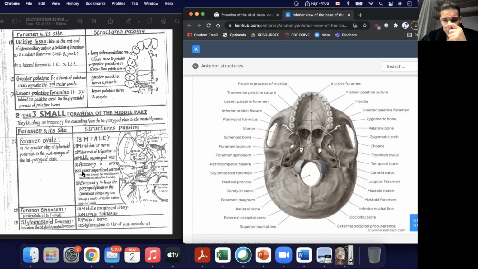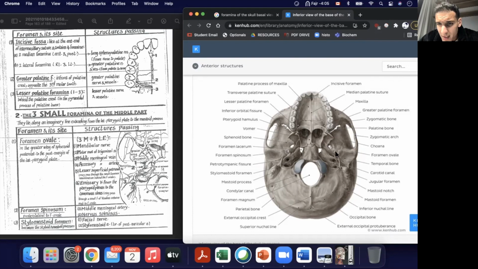The next ones, the three small ones, are found within the middle part of this basal view of the skull. The first one is called the foramen ovale, right here. Then you have the foramen spinosum, right here behind it.